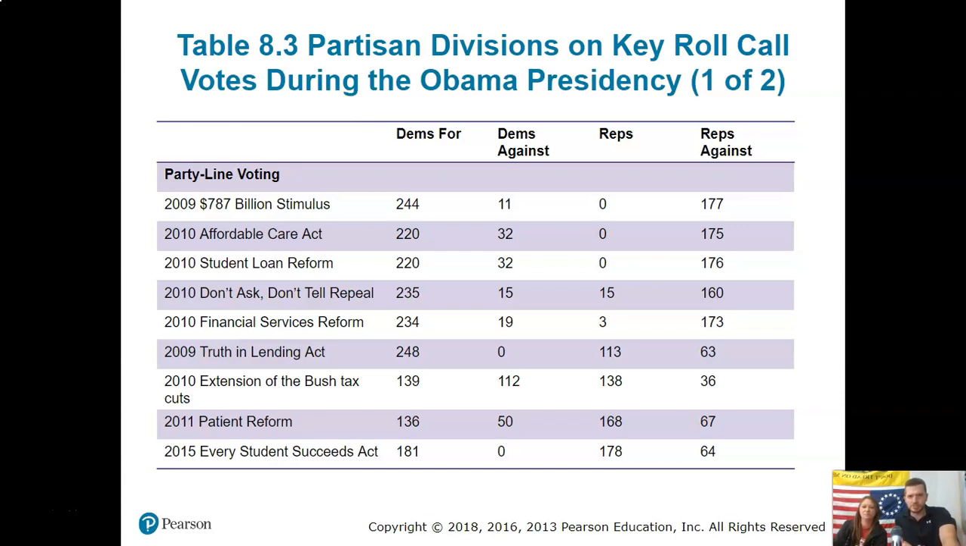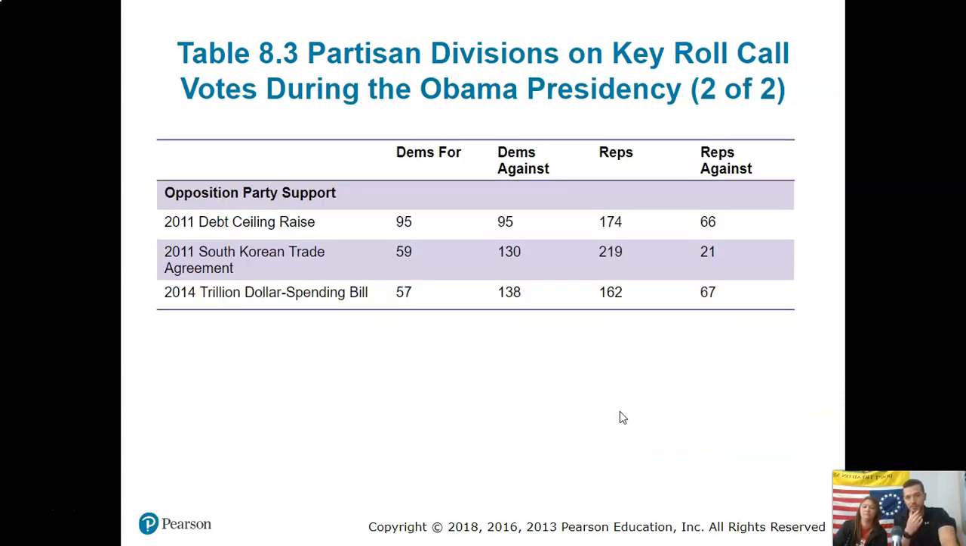Again, this one, partisan divisions on a key roll call during the Obama presidency. Again, you can kind of see how divided people are. You see a lot of zeros. And again, just in general, big numbers for, big numbers against. Again, you're going to see that a lot moving forward.